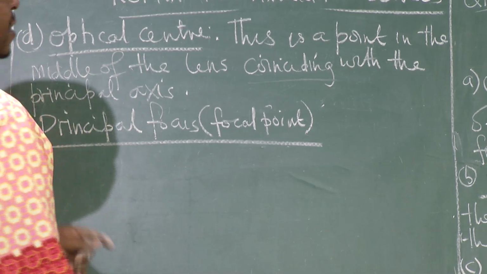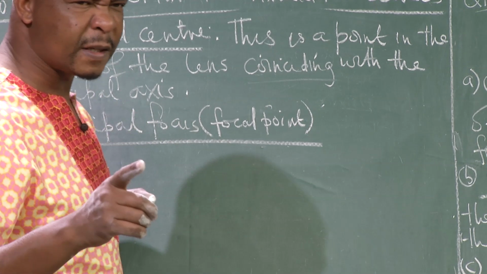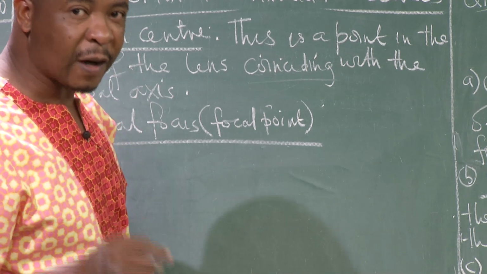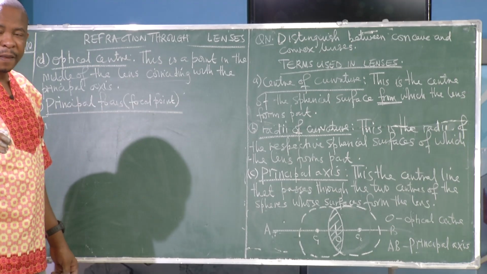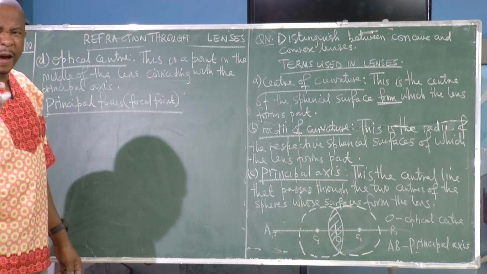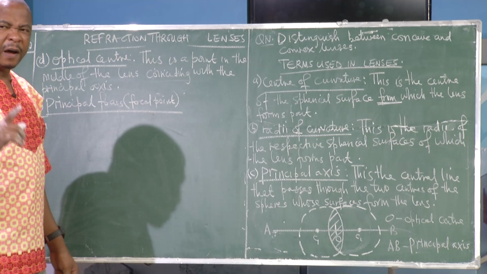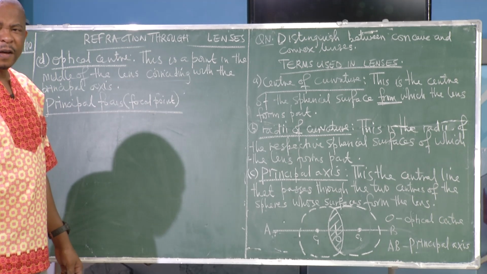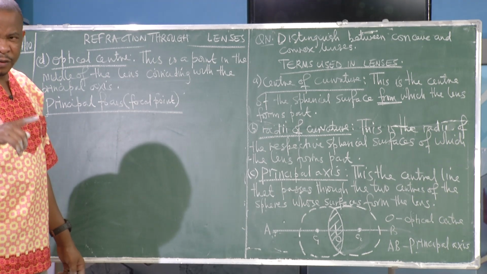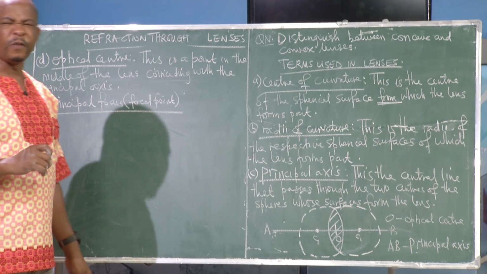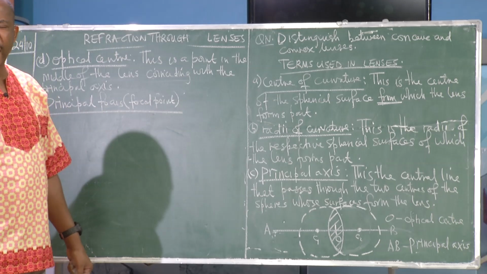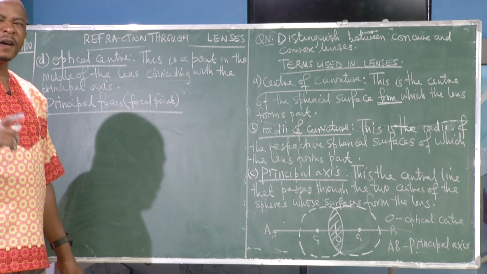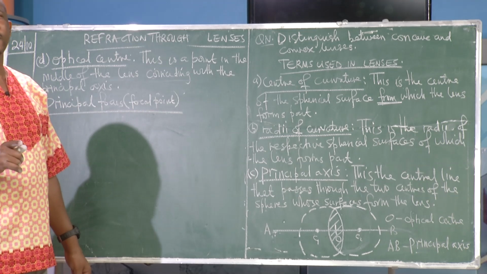If they say, define the following terms as used in lenses, and they mention principal focus, they are leaving the question open for the candidate to define it in such a way that it caters for both types of lenses. If they say, define the terms as used in convex lenses, your answers should be restricted towards the convex lens only.